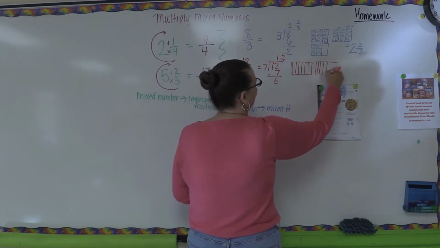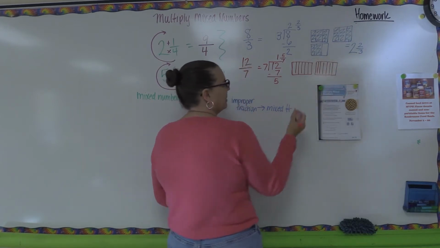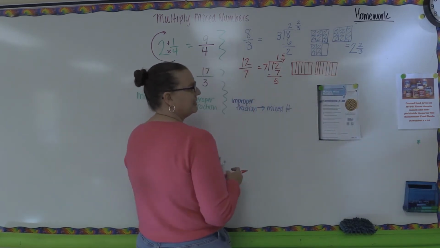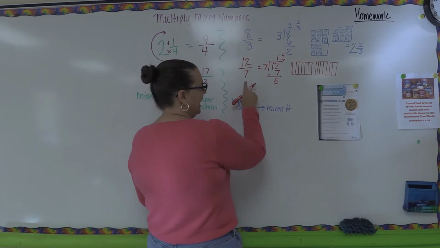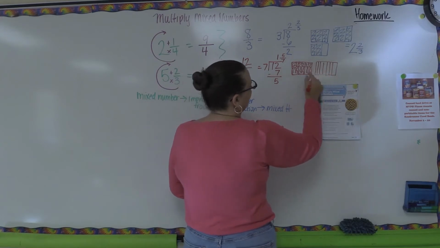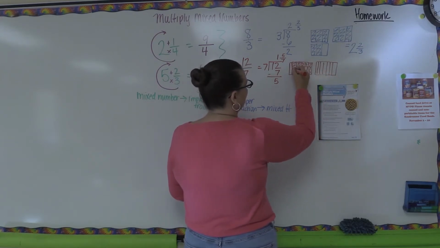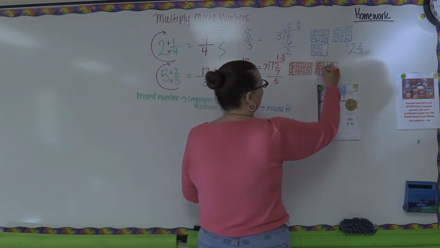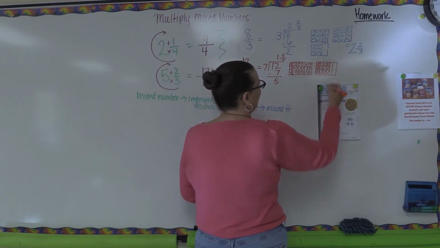1, 2, 3, 4, 5. These are not exact, I apologize, but you get the idea. I would be coloring in 12 pieces because I have 12 pieces, and it takes 7 to make a whole. So 1, 2, 3, 4, 5, 6. Oh, that one needs to be one longer. It's good that I checked. 7, 8, 9, 10, 11, 12.